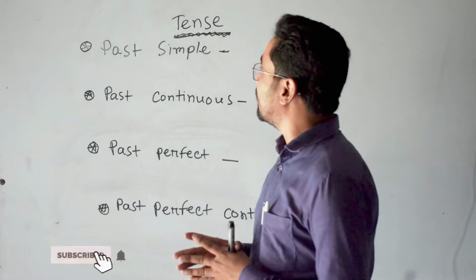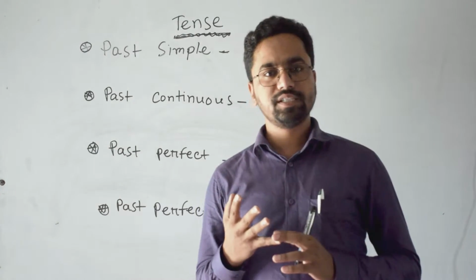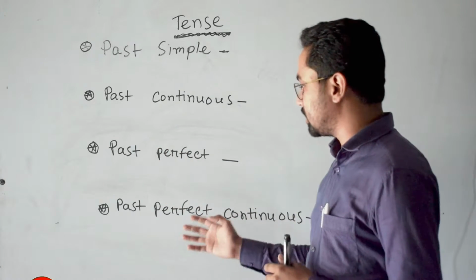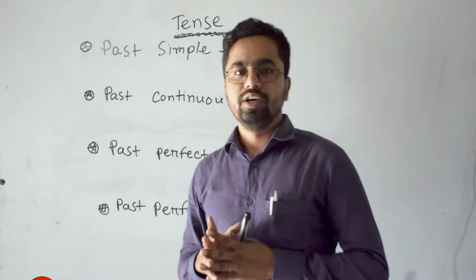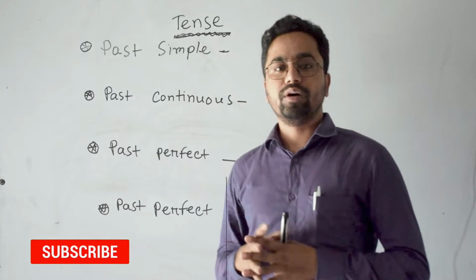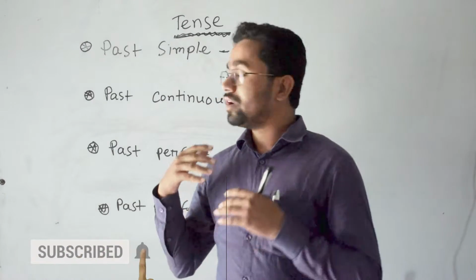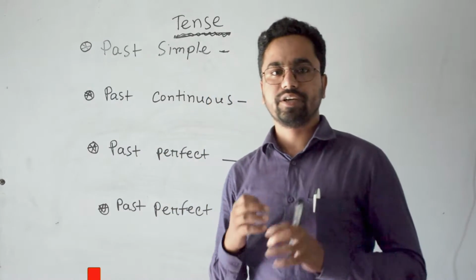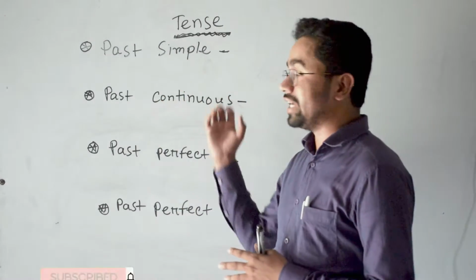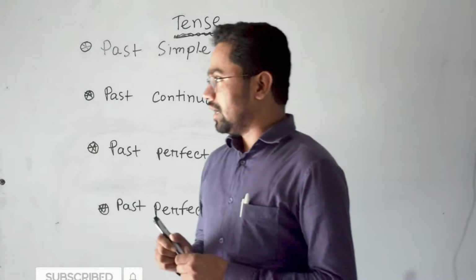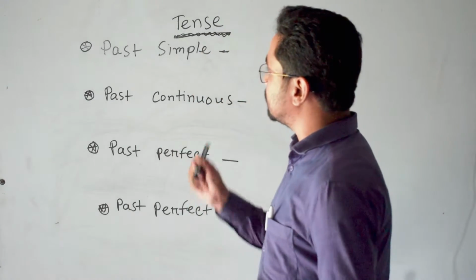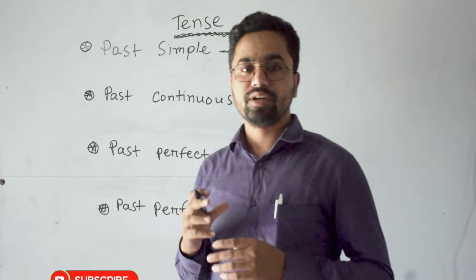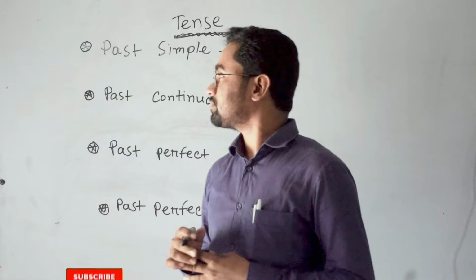Past tense has been categorized into four parts. They are past simple, past continuous, past perfect, and also past perfect continuous. And I am going to show you how, without memorizing the structure, you will be able to put your ideas correctly in the English language using tense. For this, I am going to show you the example method. This is an effective and also important method in acquiring tenses.